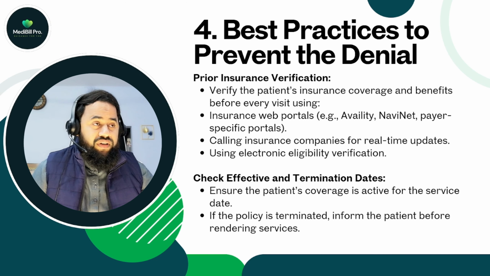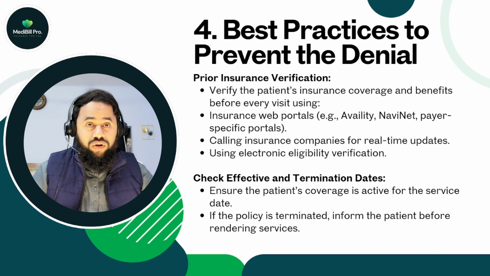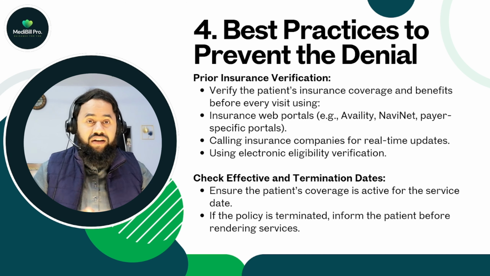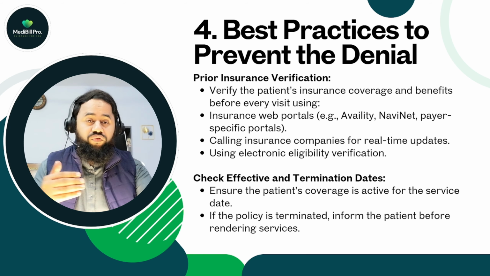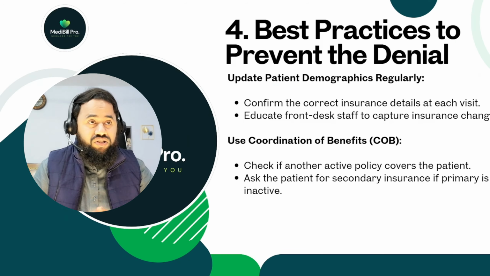Next one is check effective and termination dates. Ensure the patient's coverage is active for the service date. If the policy is terminated, inform the patient before rendering services. Whenever we are going to submit the claim to an insurance company, we need to verify if the patient is active or not. If the patient is terminated or has no more active plans with the insurance company, then we need to let the patient know that they are not active with that insurance company. They should provide us the active insurance company name, so we can submit the claim to an insurance company. So we need to verify these things too.